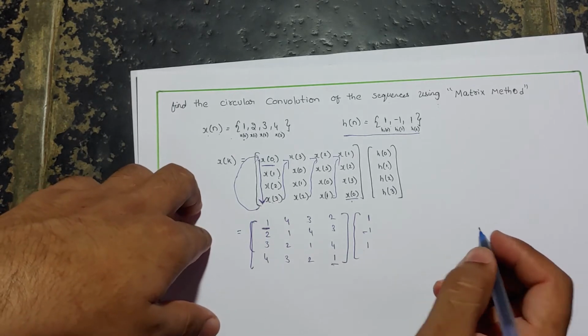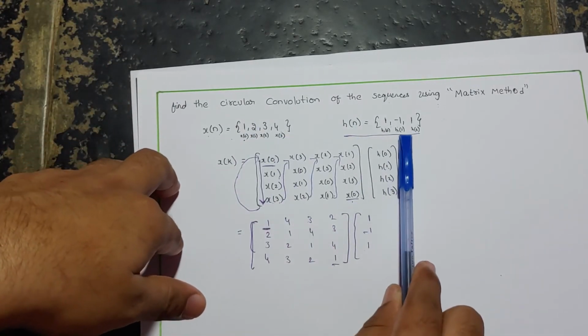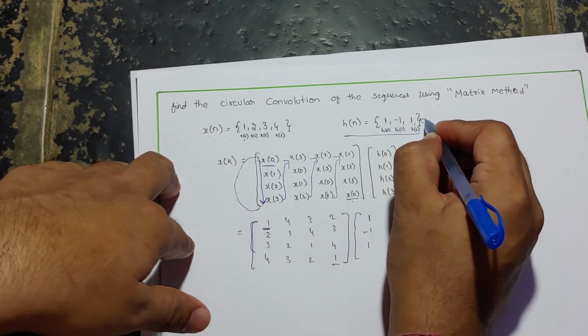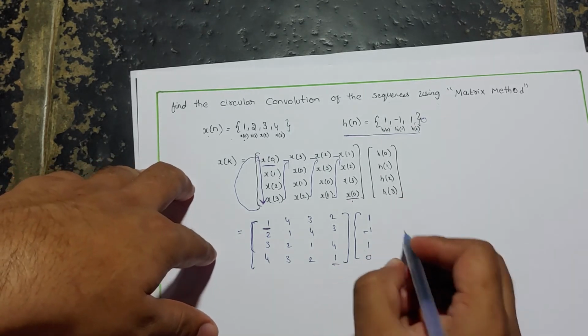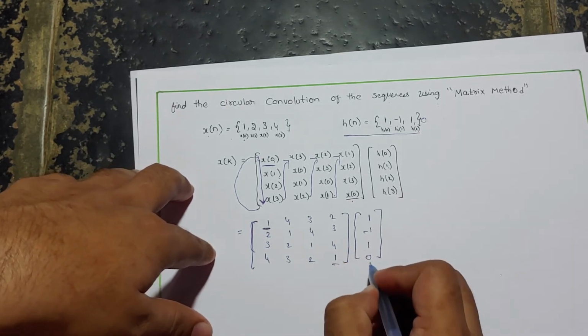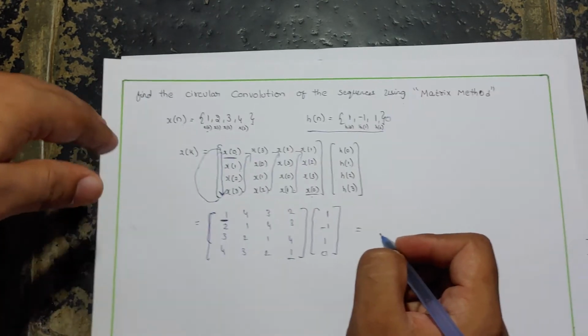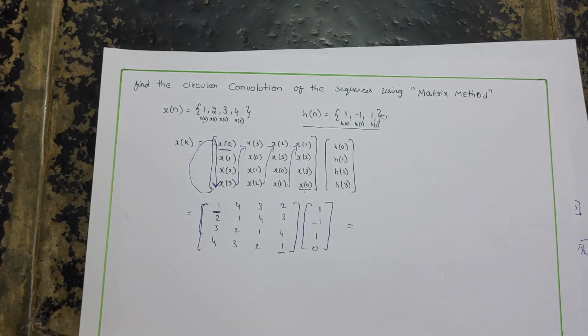Here you have a problem that x of n has 4 terms while h of n has 3 terms. Replace the missing term with a 0, that is h of 3 is equal to 0. Now a general matrix multiplication of 3 into 3 into 1 into 1.